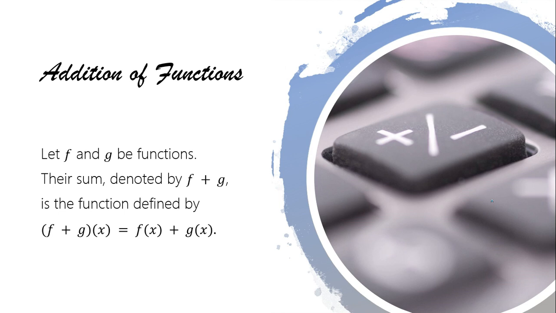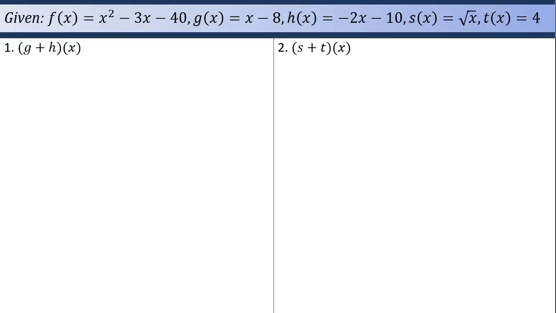Addition of functions. Let f and g be functions. Their sum, denoted by this symbol f plus g, is the function defined by f plus g of x equals f of x plus g of x.